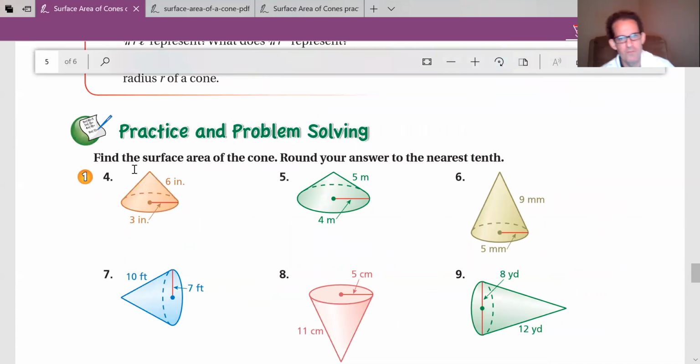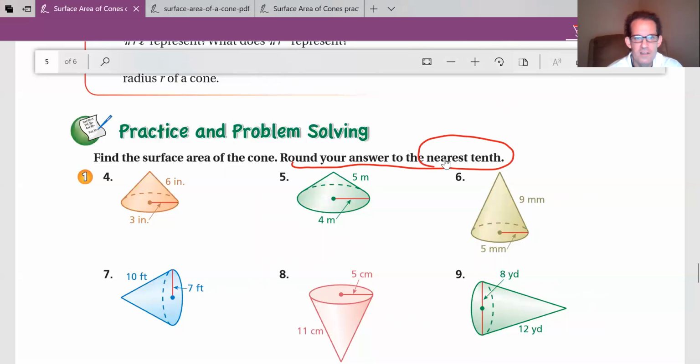I'm looking at number 4 here, and it says to round my answer to the nearest tenth, okay? My first step is the area of the base, which is pi r squared. I remember the radius is from the center of a circle to its outer edge. It's halfway across a circle. So I have 3.14 times 3 squared, which is 3.14 times 9. And that's the base there.